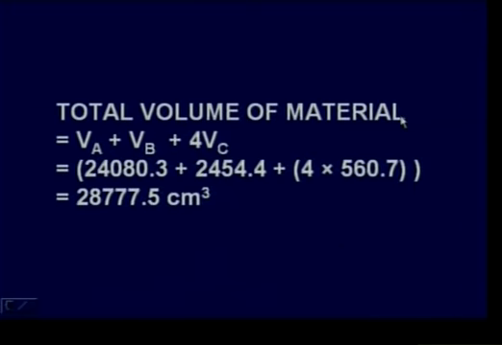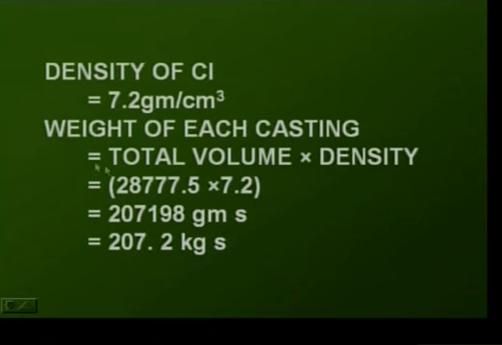Total volume of material is volume of rim V A, volume of hub V B, volume of 4 arms 4 V C. Substituting their values by calculation, the value becomes 28,777.5 centimeter cubed. Given that density of material is 7.2 gram per cm cubed, weight of each casting is the product of total volume of casting into density.